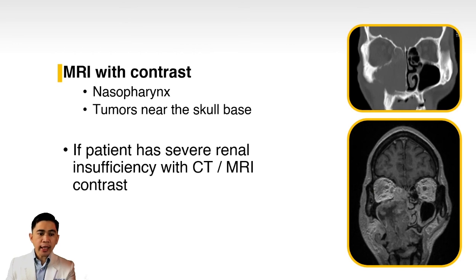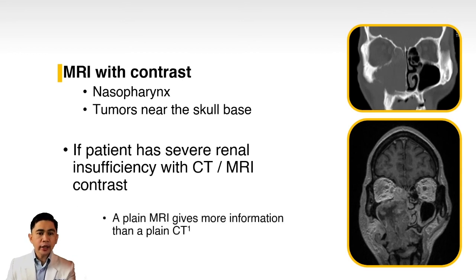If the patient has severe renal insufficiency and cannot take CT or MRI contrast, what do we request? It is better to ask for a plain MRI rather than a plain CT, because a plain CT will not give you additional information.